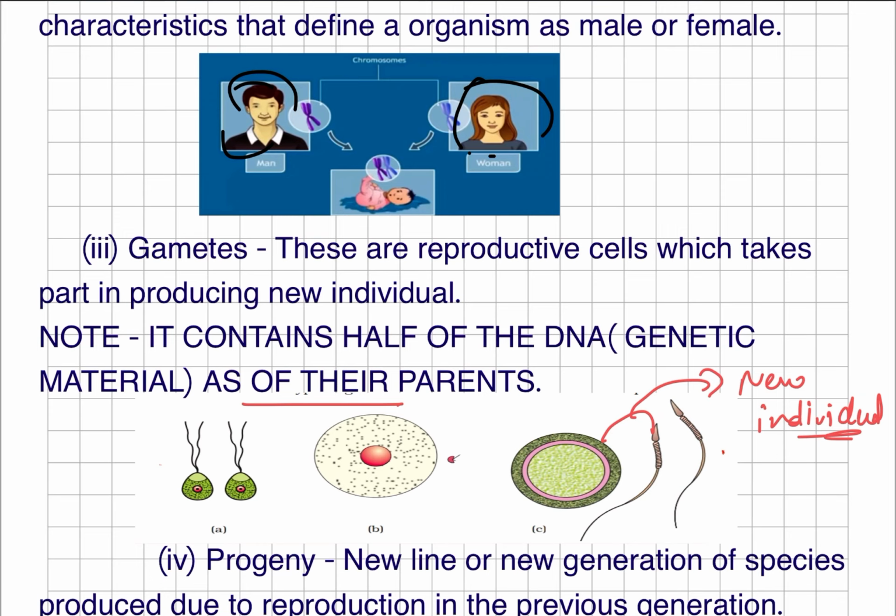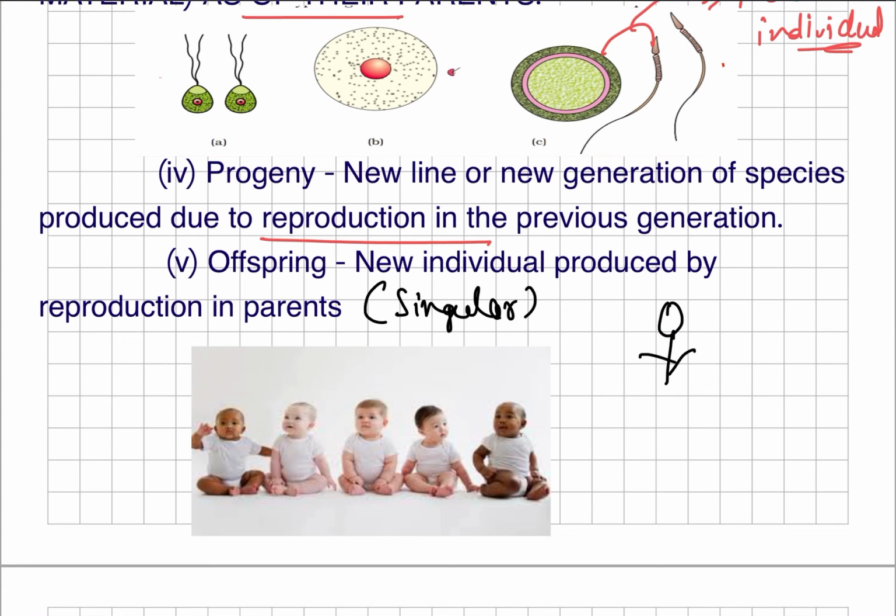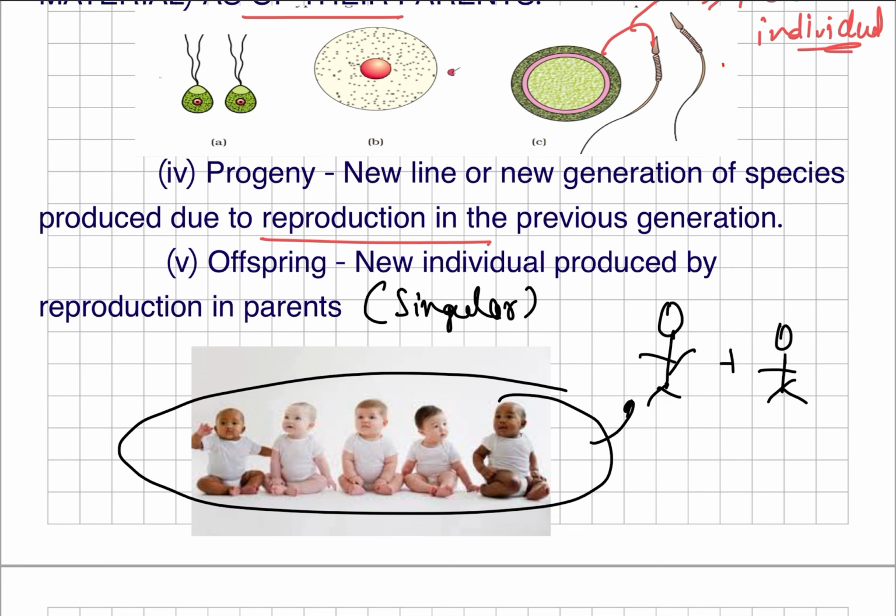Progeny, what is a progeny? Progeny is the new line or generation of a species that is produced by reproduction from the previous generation, whereas offspring is a new individual. See, offspring is a singular term. I'm going to explain now. Let's suppose there are two parents, okay? They reproduce and make five babies. So these five babies are the new generation, which can be categorized as progeny, whereas each and every one of these babies will be considered an offspring.